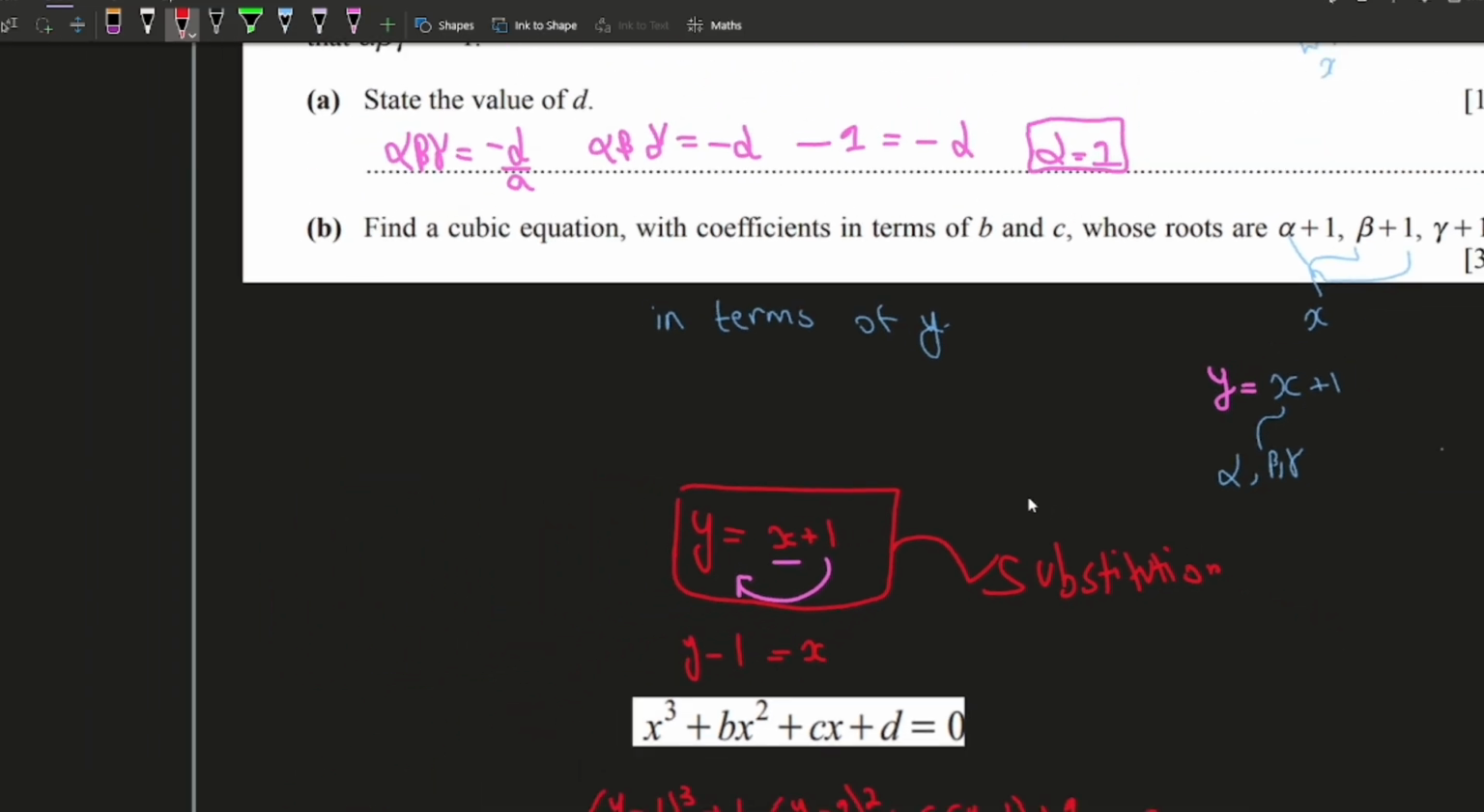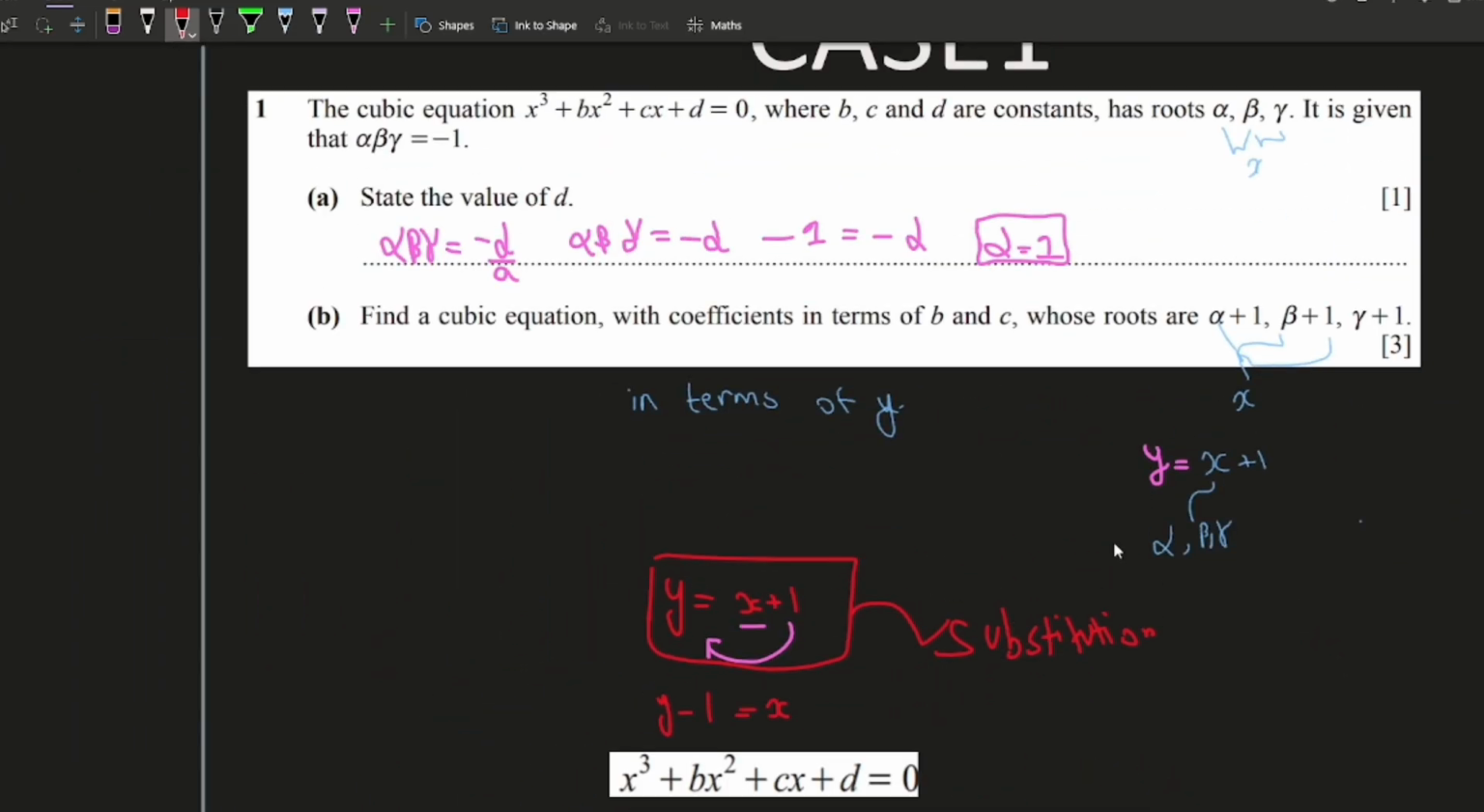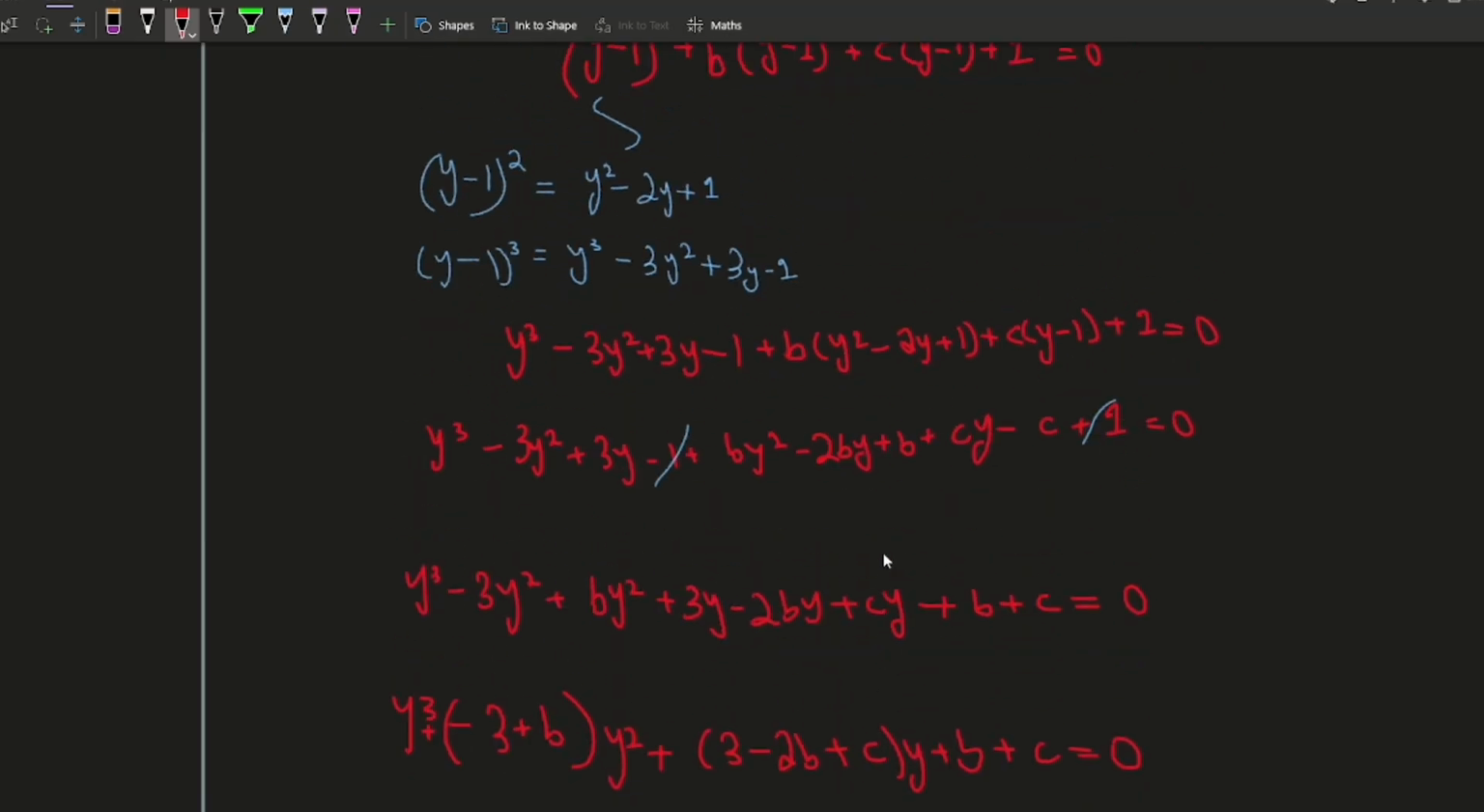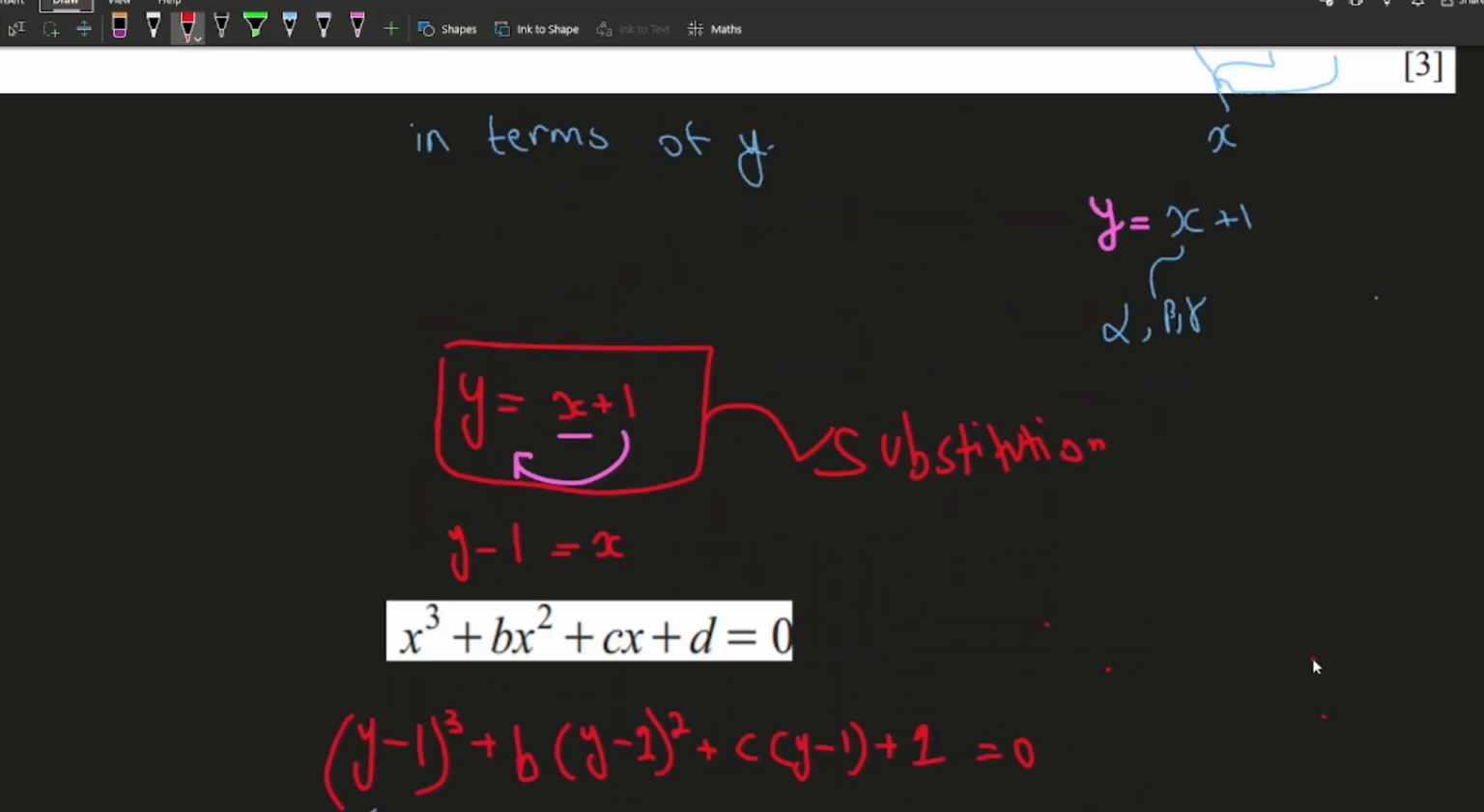Sometimes this is given in the question. We will come across those questions as well. So yeah, this is how the substitution method works. One thing I glossed over here is when I write x equals y minus 1, that's not the answer. It's a translation rule.